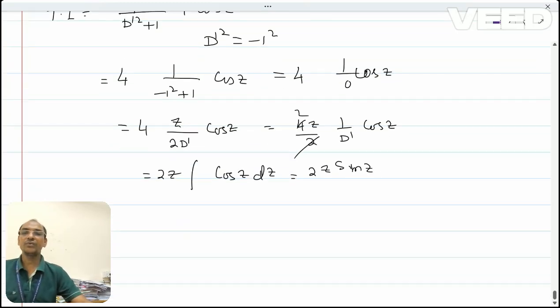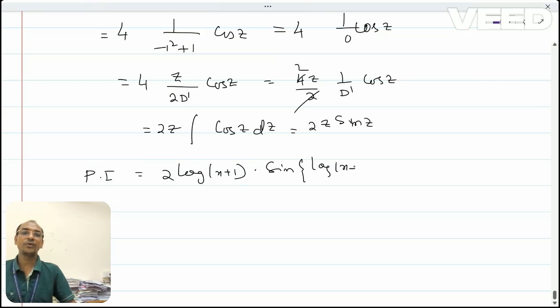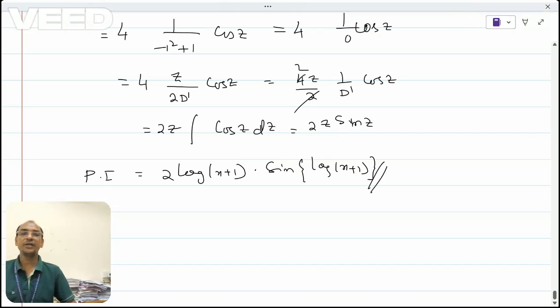But z equals how much? z equals log of x plus 1. And so the final particular integral will be 2 into log of x plus 1 into sine of log of x plus 1. Okay, so this is my particular integral. Once after getting the particular integral, the complete solution will be complementary function plus particular integral.